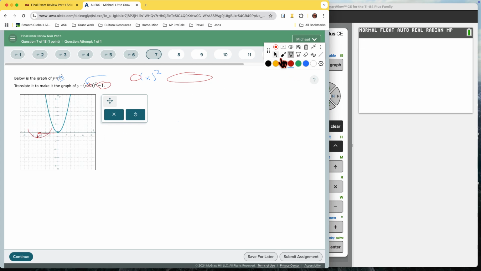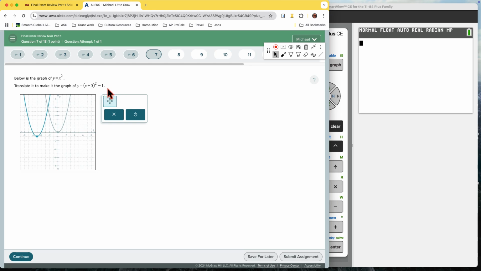To do that, I just get my little tool and drag this over to negative 5 and then down 1. It's exactly where it needs to be. Okay, and I can clear all this other stuff off. But inside, move it to the left, in the negative direction 5.